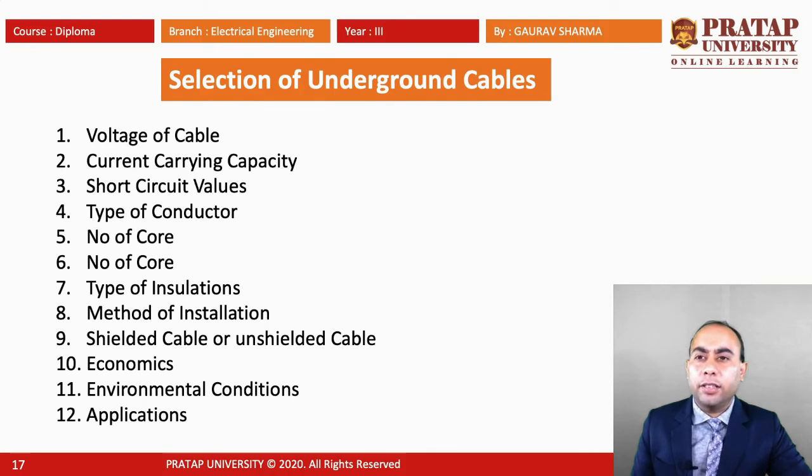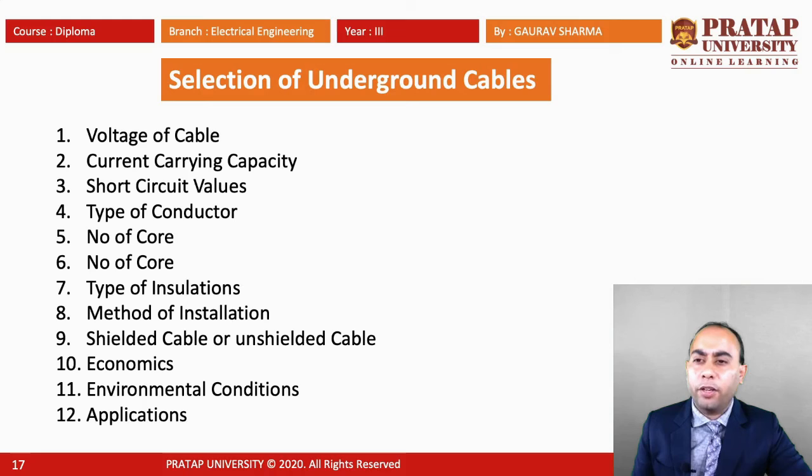Now let us see how we can select underground cables. We have certain points by which we can select our underground cable. The first one is the voltage of the cable, up to what voltage level we are using. As per that we select our underground cable. Then the current carrying capacity of the underground cable. We have to identify how much current our cable can carry, or what voltage it can sustain, so we also select the cable on current carrying capacity. Next is the short circuit values. What are the short circuit values of that particular cable?